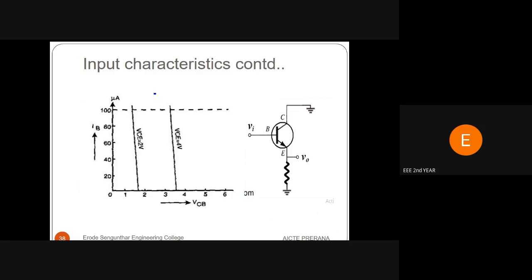Here we are increasing input voltage. Input current is also increased in linear manner. It looks like a straight line. This is the difference between common emitter and common base configuration input characteristics.